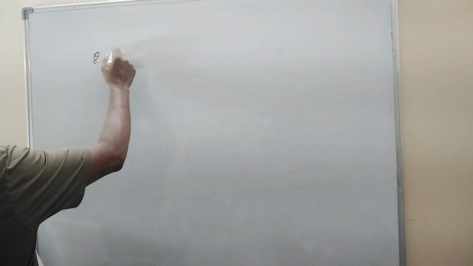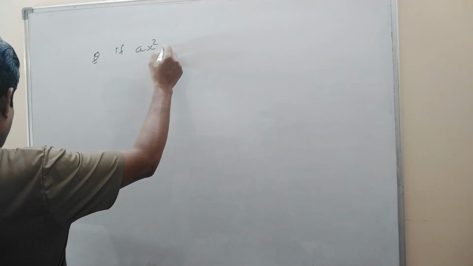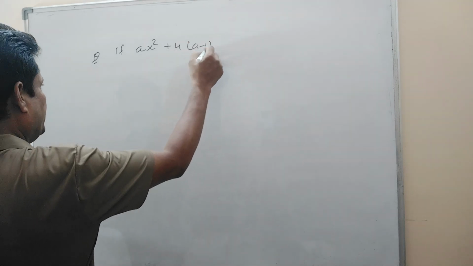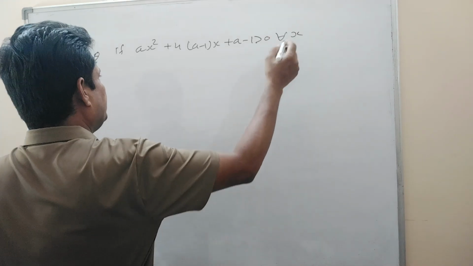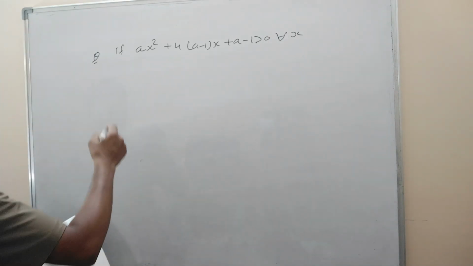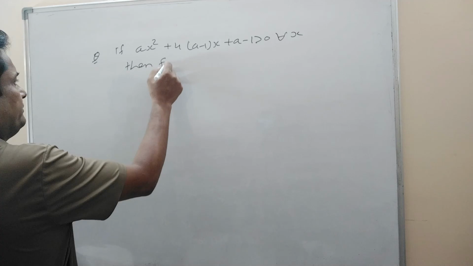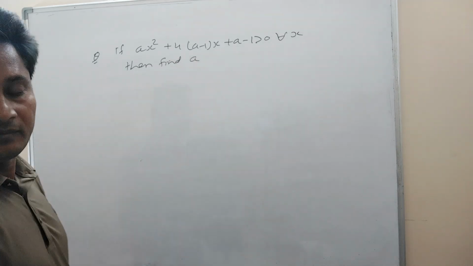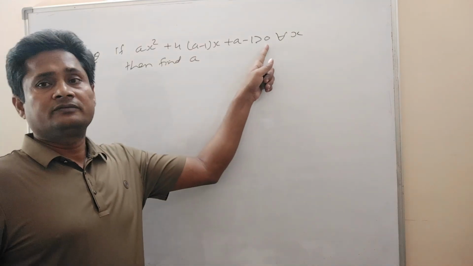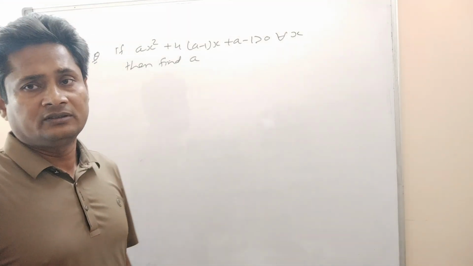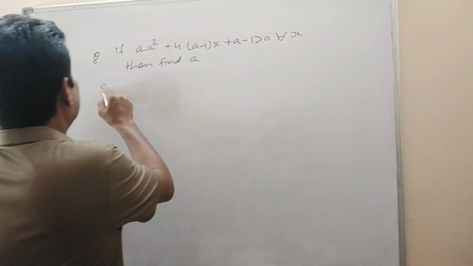Now one more question, a simple question I am giving, then we will discuss some more questions. If ax square plus 4 times (a minus 1) into x plus a minus 1 is greater than 0 for all x, then find the interval of a. This inequality is true for all values of x. I told you how you will solve this question.